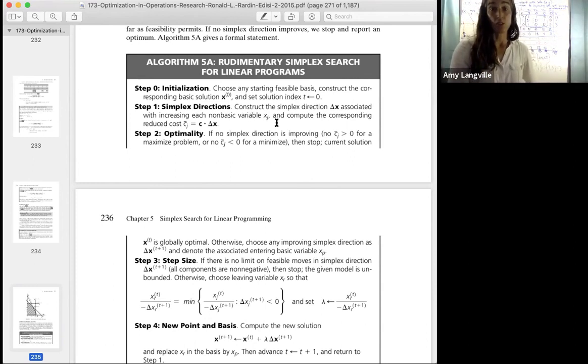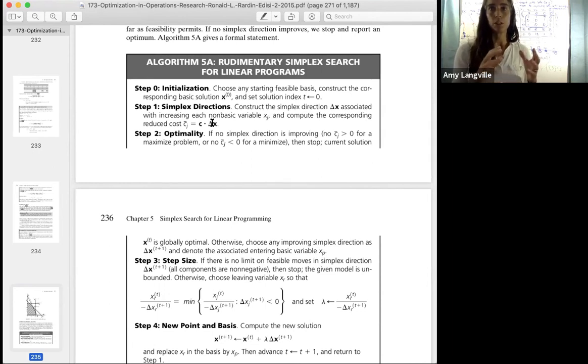Then simplex directions: you're going to construct your simplex direction for every non-basic. You don't have to compute them all, just until you get one that is improving. You check improvement with the reduced cost, which is simply taking the gradient of your function, which is really just the c vector because we have a linear function, with your delta x. Now remember, in step one, your delta x is obtained by using box 3.5 and solving A delta x equals 0. So you're solving that linear system. Again, MATLAB's good at doing that.